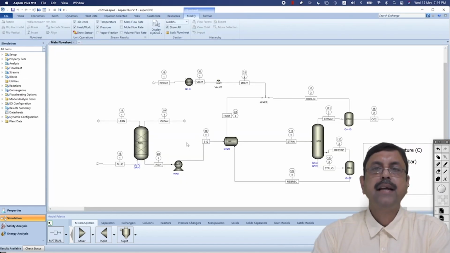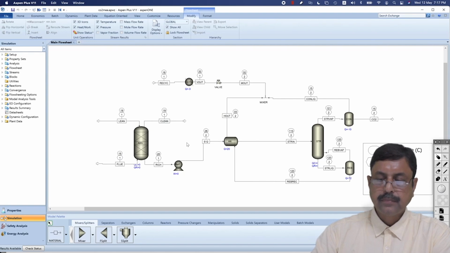Now it's a known fact that converging a recycle stream is a tricky thing. It is not always possible to converge a stream very easily. There are various techniques. One of them is tearing a stream. So in this method, you have to tear a stream in two parts. One is inlet, the other one is outlet. So you have to set the inlet to such a condition that the outlet at the other end also is the same.